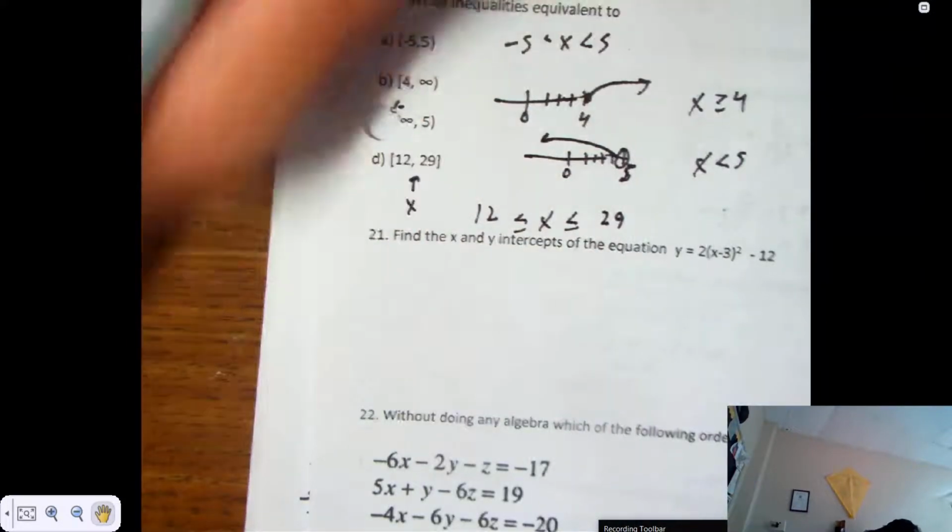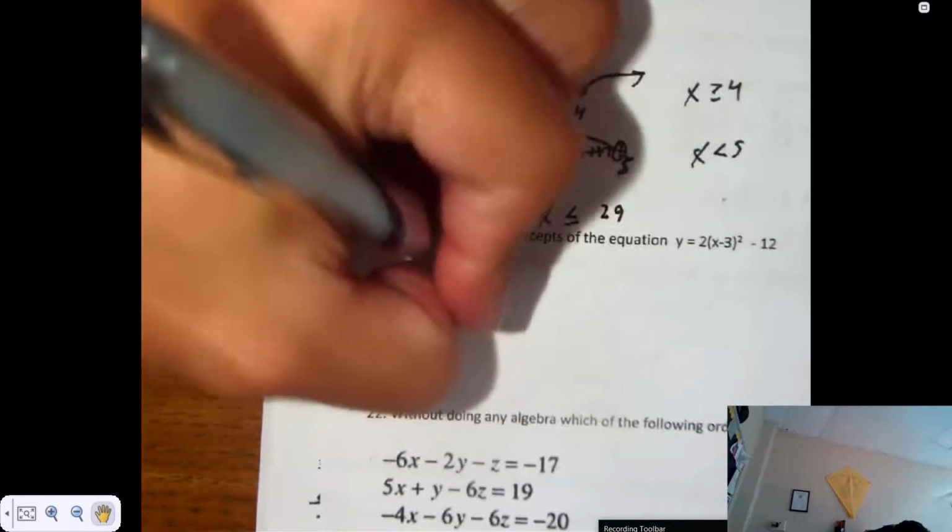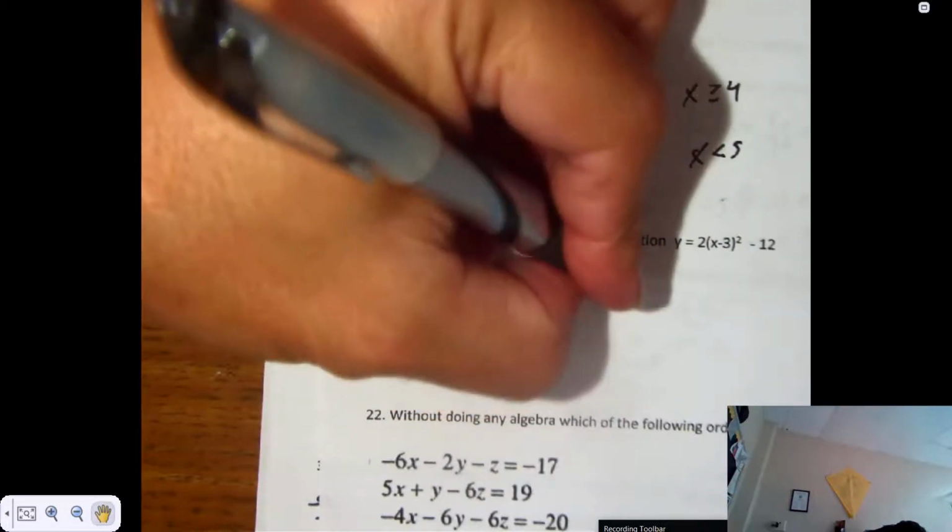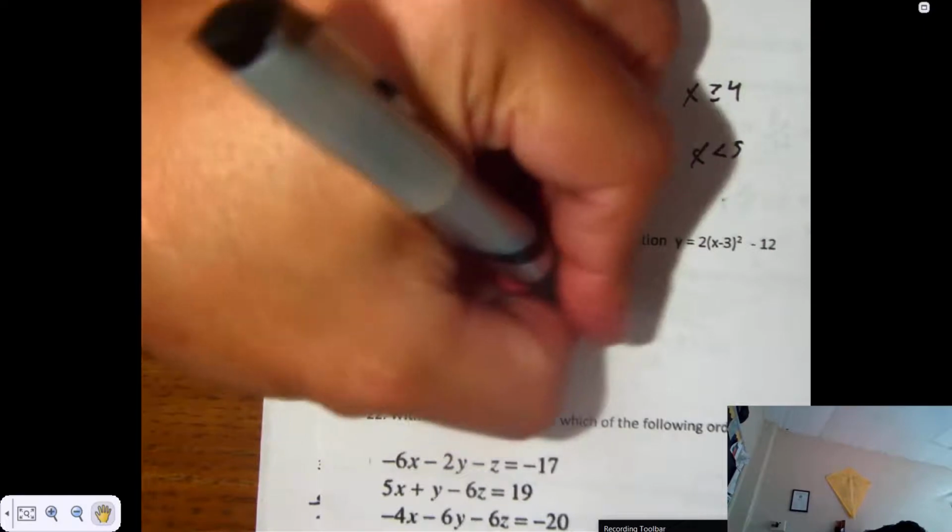What's 21? Find the x and y intercepts of this equation. All right, so let's do our x-intercepts first. That happens when y is 0. We've actually already done one of these earlier today. So 0 equals twice x minus 3 squared minus 12.